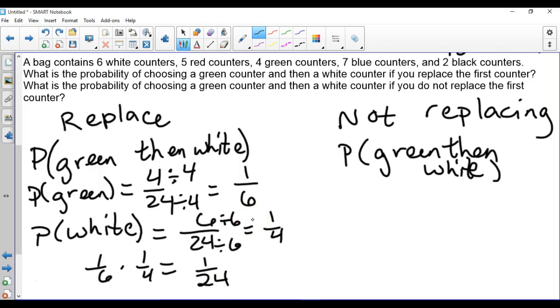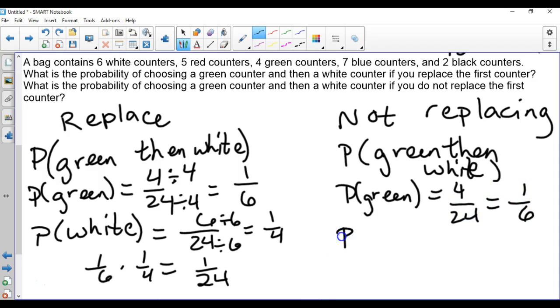So now I'm not replacing. The first probability would be the same. Probability of getting green is still 4 out of 24, which would still reduce to 1/6. But the probability of getting white will be different, because now you're not replacing, you only have 23 counters left.